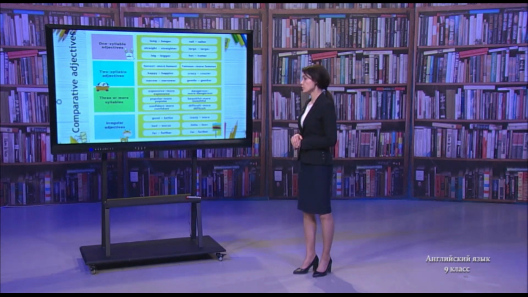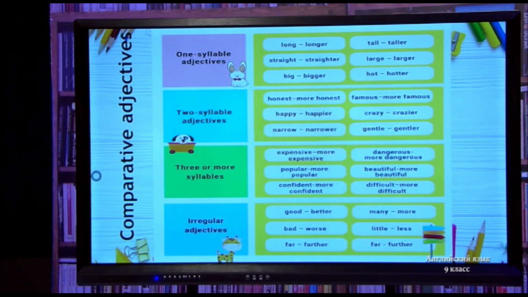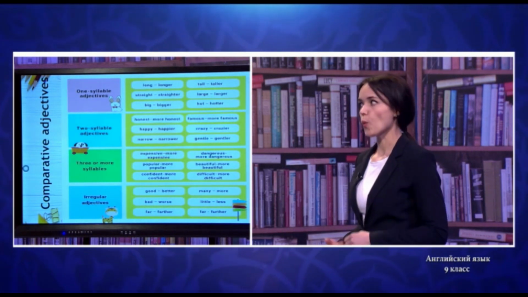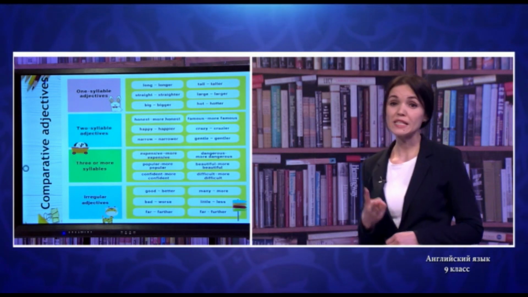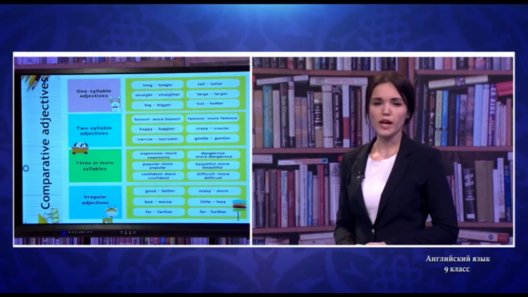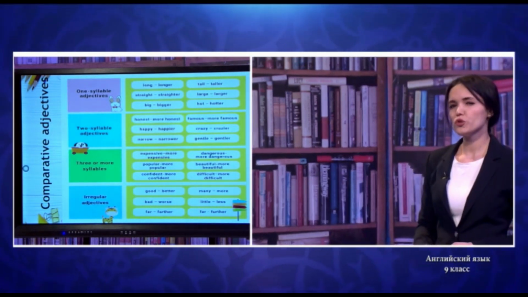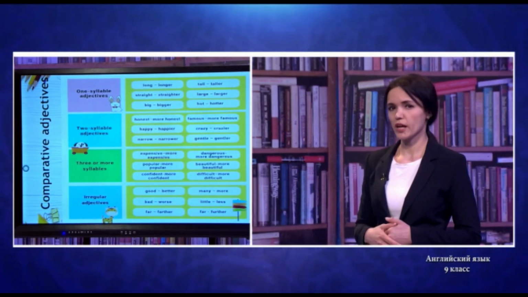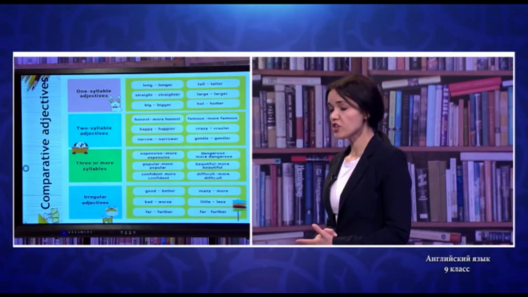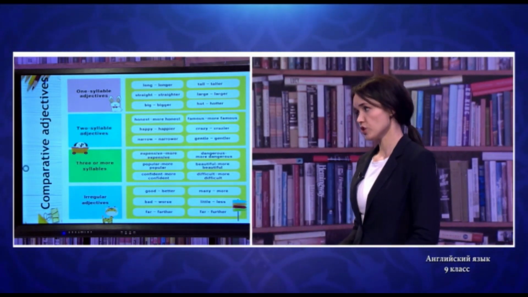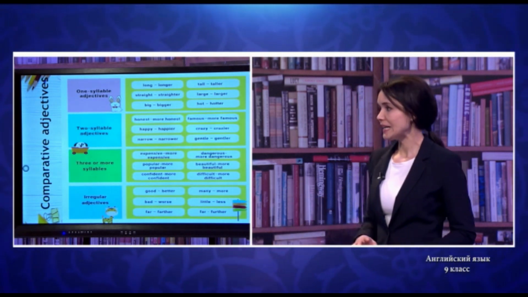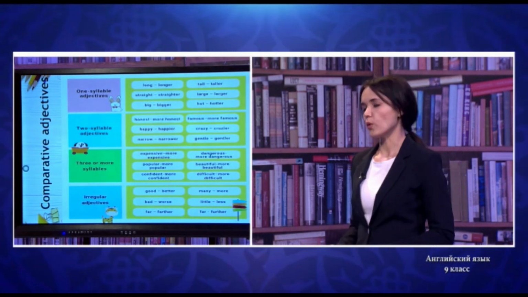So in this case, you add the word more: more expensive, more popular. There's a question, why? Because these words have three syllables. More confident. And the last one, irregular adjectives. You must remember all these irregular adjectives, so as not to confuse them. For example, the word changes totally. Good changes into better. Bad, worse. Far, farther. Many, more. Little, less. Or far, further.